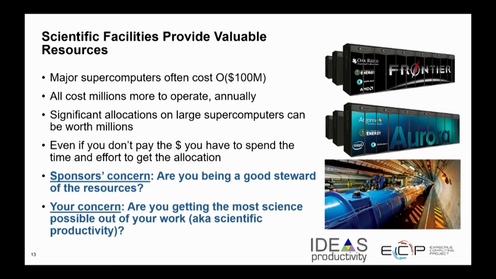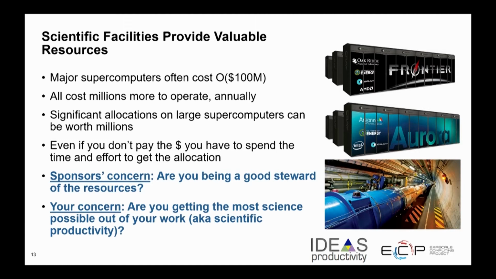And if you're working on high-end supercomputers, these are valuable resources, like a physical facility which has a very expensive beamline that's 20 miles long and huge detectors and things like that. These machines cost hundreds of millions of dollars. They cost millions of dollars to operate each year. And people obviously pay for that, even if you don't have to pay for the allocation, right? And so effectively, when you get time on these machines, you're getting a bunch of money. So the sponsors are concerned, in giving people access to these resources, are you being a good steward of the resources?